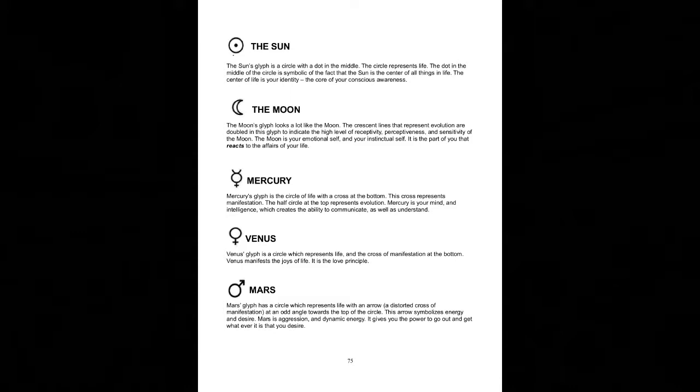Venus. Venus's glyph is a circle, which represents life, and the cross of manifestation at the bottom. Venus manifests the joys of life. It is the love principle.